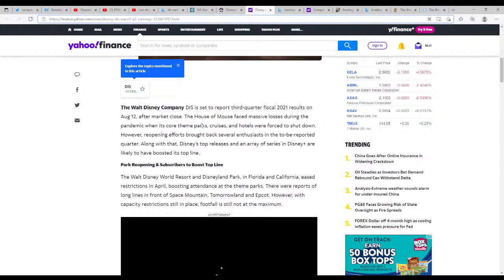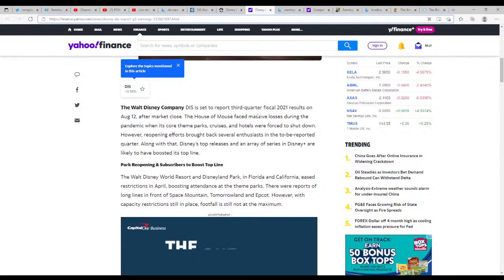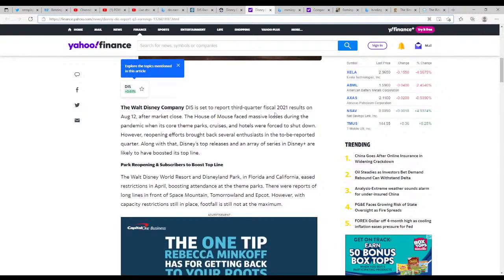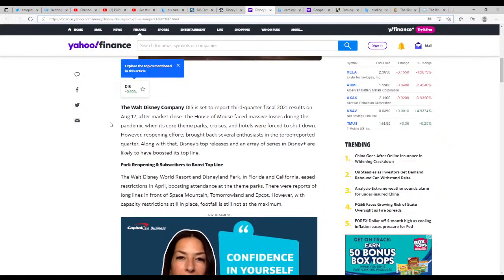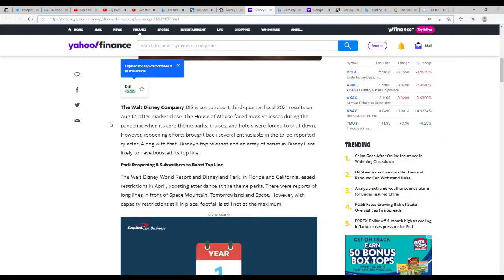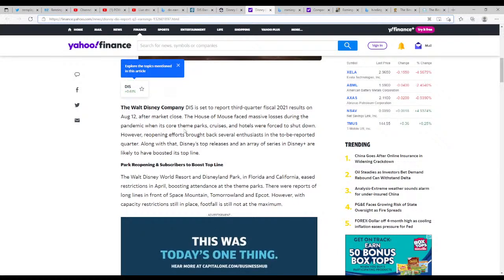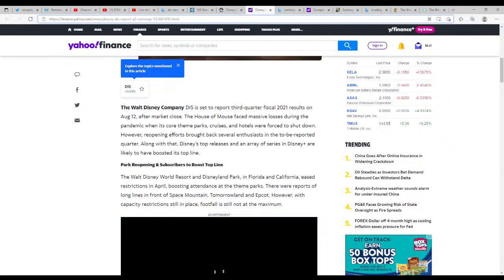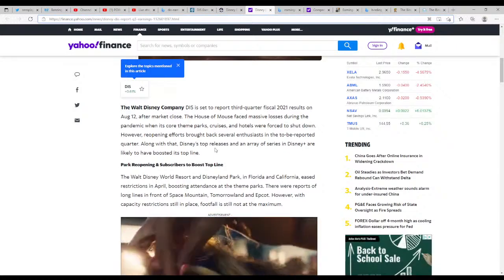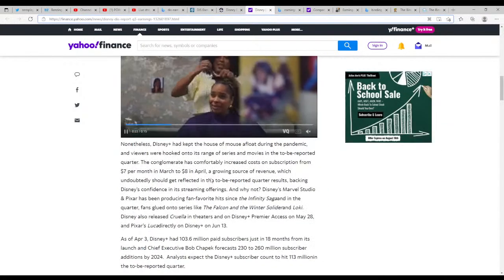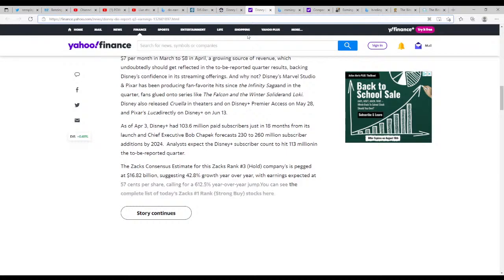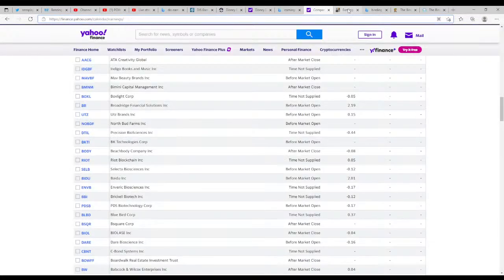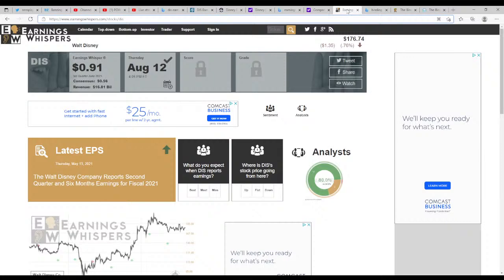If we can look right here, Disney is set to report third quarter fiscal 2021 results on August 12th after market close. I think it's about 5 p.m. The House of Mouse faced massive losses during the pandemic when its core theme parks and cruises, that's what I was telling you about how they lost. So that's the reason why it's down right now. But every article I've found on it is very bullish on it. And I've got several here, and I'll throw these up on Twitter if y'all want to go back and look at them.